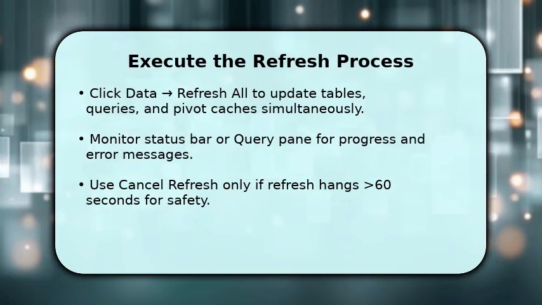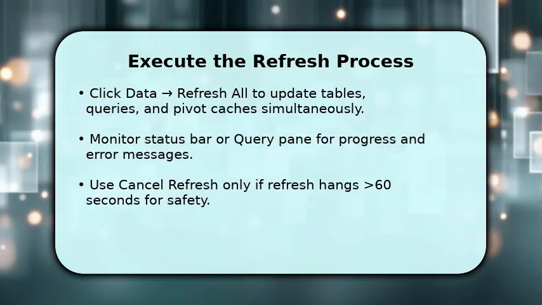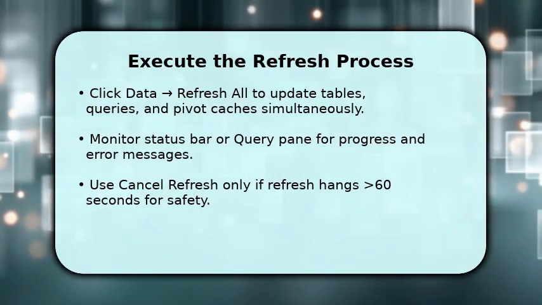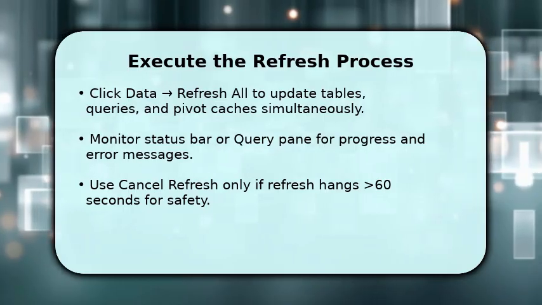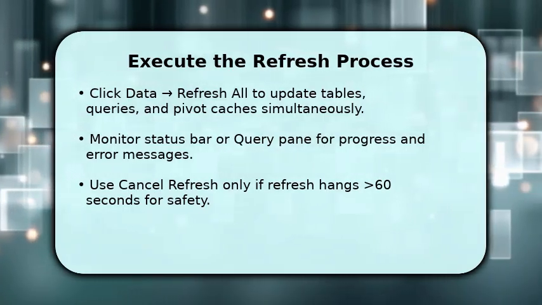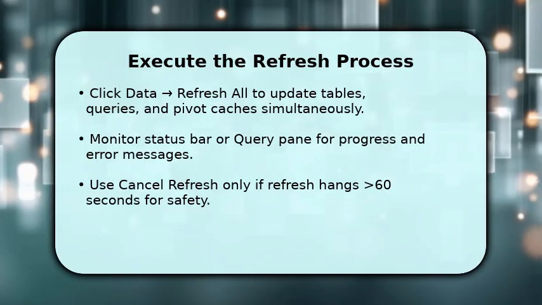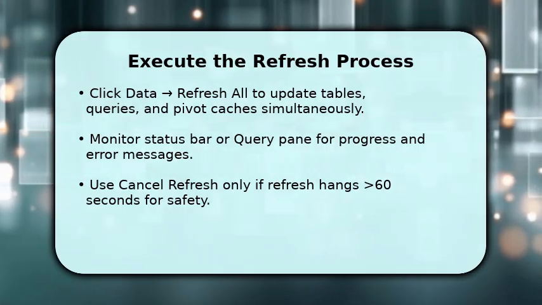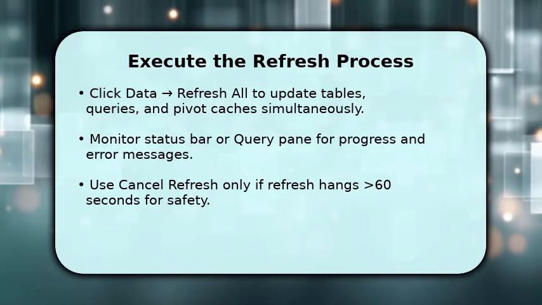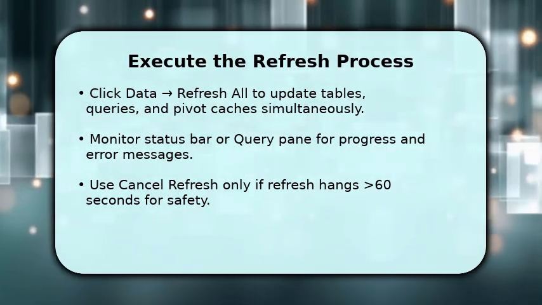You now perform the core action. Click Data, then Refresh All. This runs Power Query loads, refreshes external connections, and updates pivot caches in sequence. While it runs, watch the status bar or the Queries and Connections pane for progress. If an error appears, note the query name. Once complete, dependent formulas and pivots recompute.